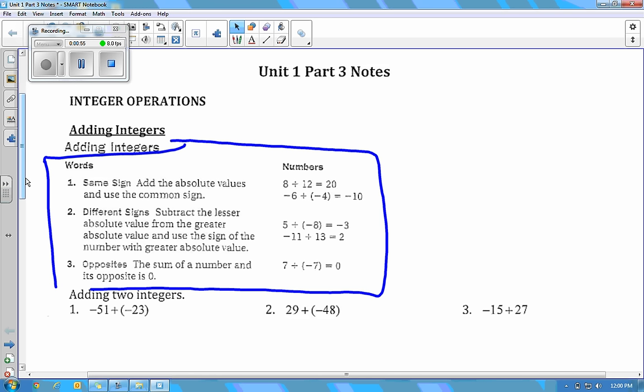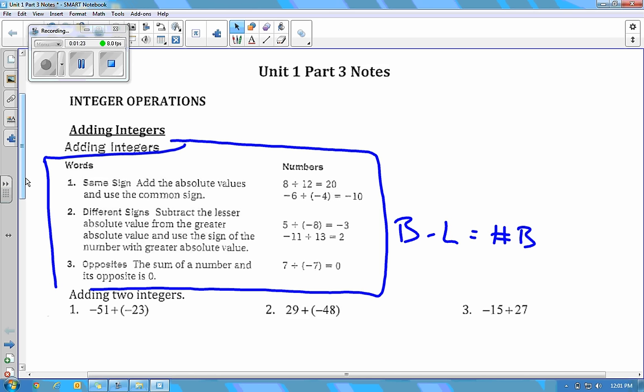When they're different signs is when it gets a little bit harder. You're going to subtract the lesser absolute value from the greater absolute value and use the sign of the number with the greater absolute value. The absolute value part kind of throws people off. I like to say we're going to take the big minus the little and use the sign of the big. The bigger number minus the smaller number, when you don't look at the positive and negative part, and take the sign of the bigger.